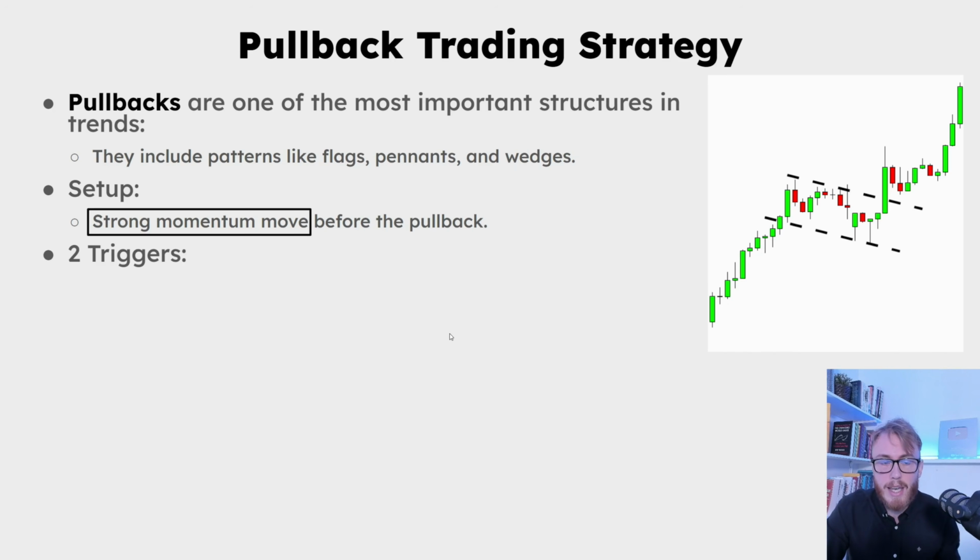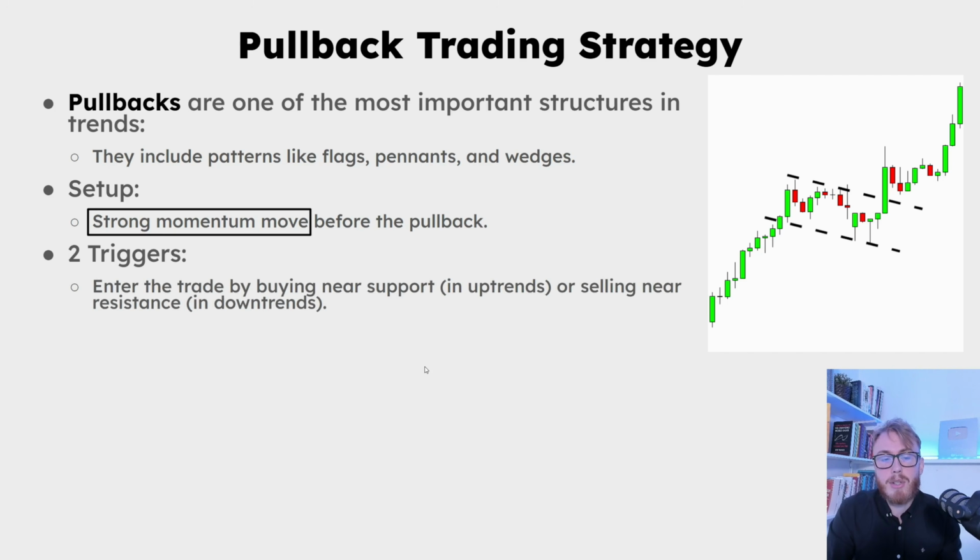And when it comes to the entry or the triggers for the trade, so what signals are we looking out for here to enter? We have two main different ways to enter. The first way to enter is to enter the trade by buying near support in uptrends or selling near resistance in downtrends. And by buying near support, I mean that we're trying to buy near the support of the pullbacks. So for example, trying to enter right around here.